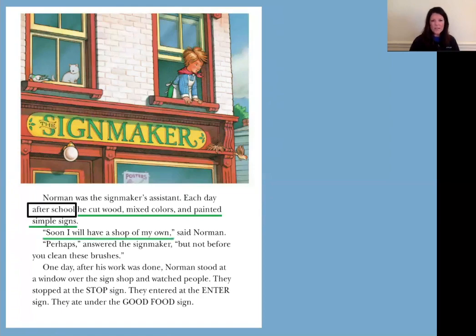Well, right here he says, "Soon I will have a shop of my own." So that sounds like a dream of Norman's. That's probably why he's working so hard at the shop. And he does it after school. That's a big deal. Let's go ahead and come up with an adjective to describe Norman. All right, so he goes to school, then he comes to the shop and does all these different jobs for the sign maker. What about hardworking? I think that's a good adjective to describe him.